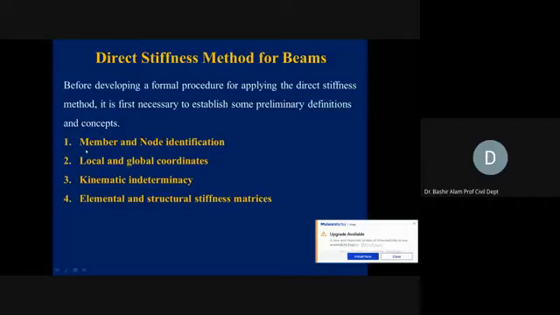So again, it is the same. If you remember, in case of the pin jointed frame, the node was identified by a number enclosed in a circle, and the member was identified by a number within a square. Then we discuss the local and global coordinates, kinematic indeterminacy, and elemental and structural stiffness matrices.